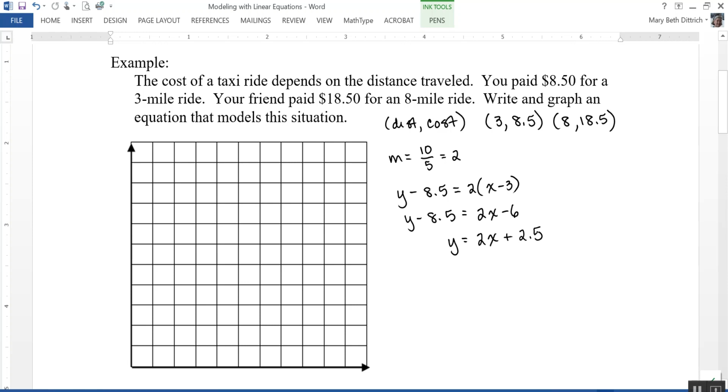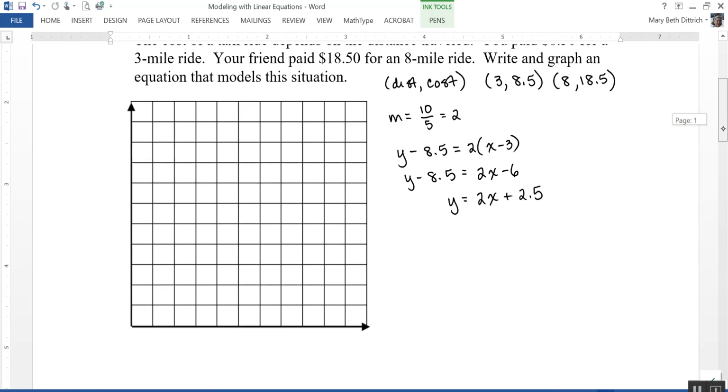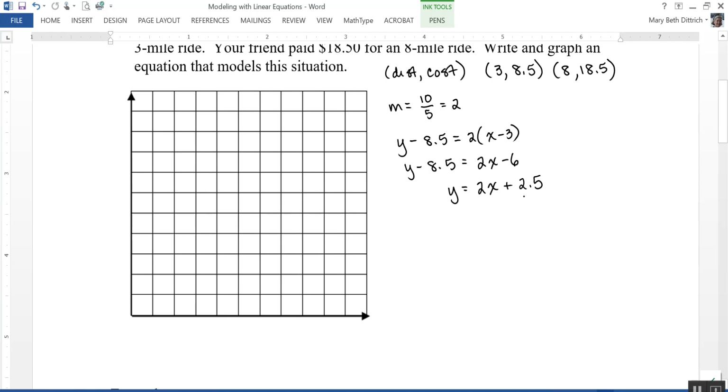So actually, let's take a look at that equation before we graph it and see what it is saying. It looks like my starting point is 2.5. In other words, as soon as I get in the taxi, it costs me $2.50. And then my x-coordinate is the distance, or the number of miles that I travel. So every mile that I travel costs me an additional $2. So let's go ahead and graph that.